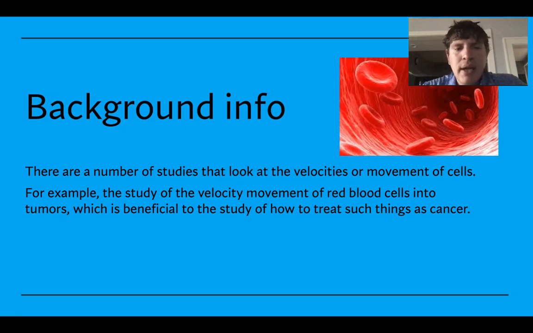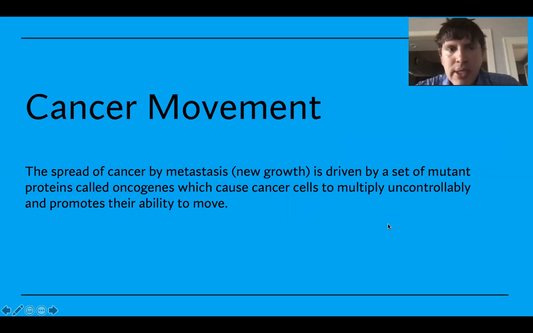For example, the study of the velocity movement of red blood cells is something that we care about into tumors, which is beneficial to study of how to treat such things as cancer, because obviously, as we know, cancer can spread throughout the body, and they travel through our veins, they travel through different systems within our bodies, and we care about how fast they do that and how fast they move throughout therein. Okay, so that's one reason why we care about the velocity or movement of some of our blood cells.